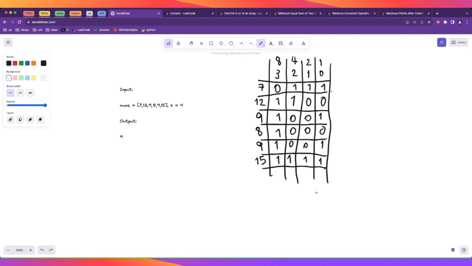And we're asked to compute the sum of the ones on each column, right? So here we have 4. Here we have only 2. Here we have 3. And here we have 5, right?